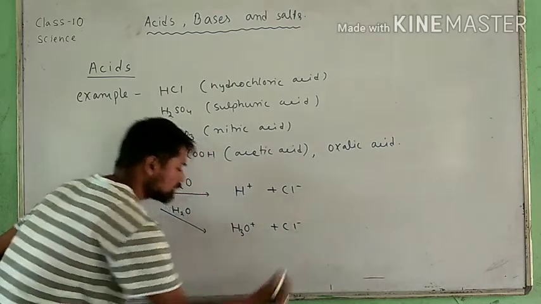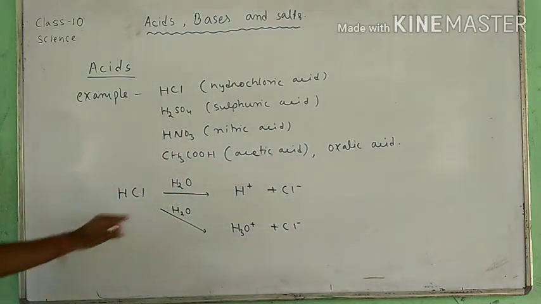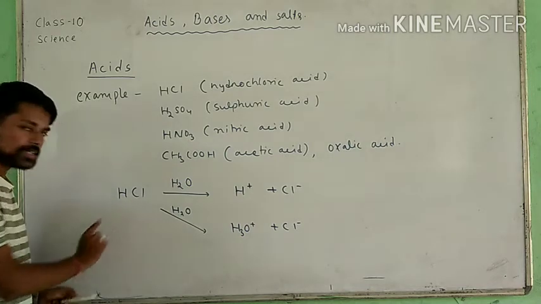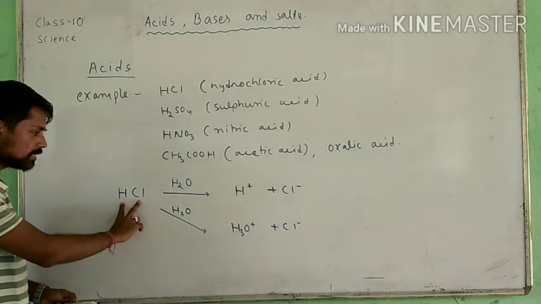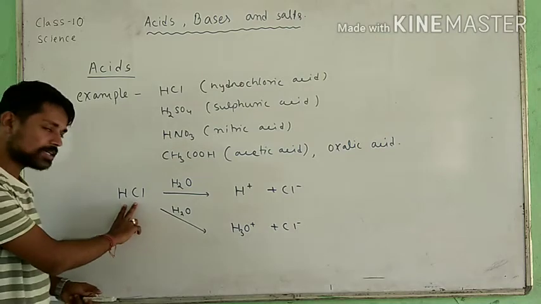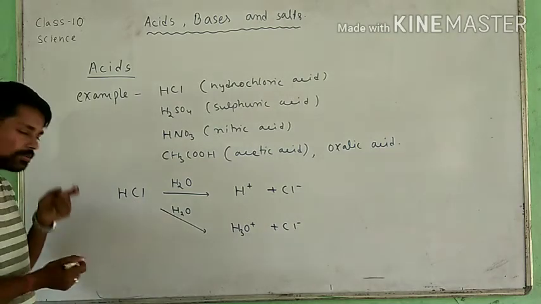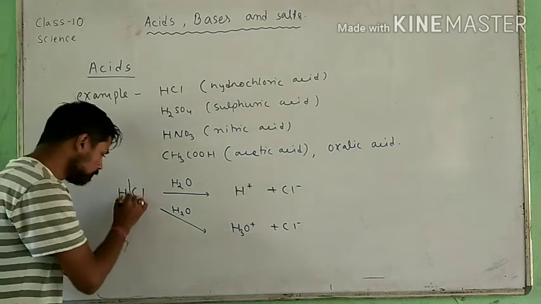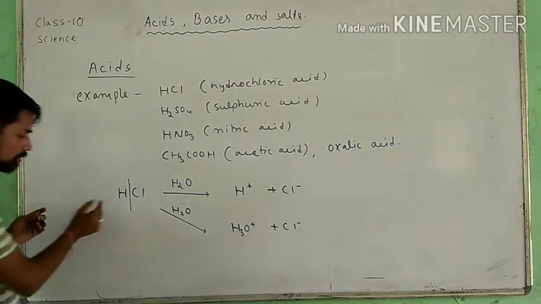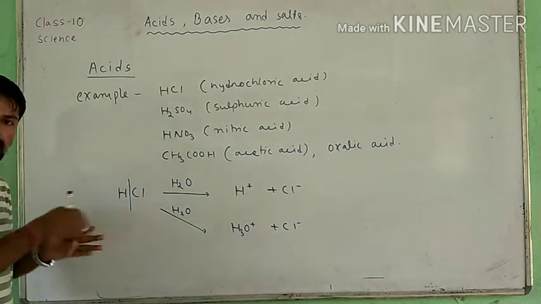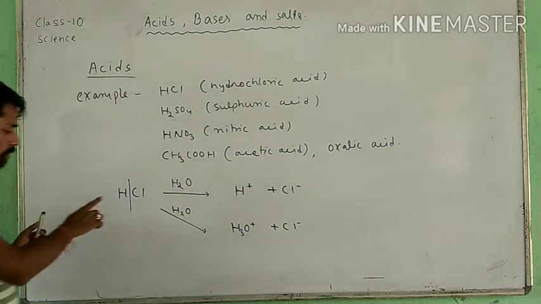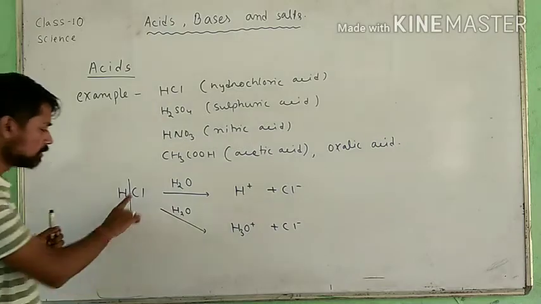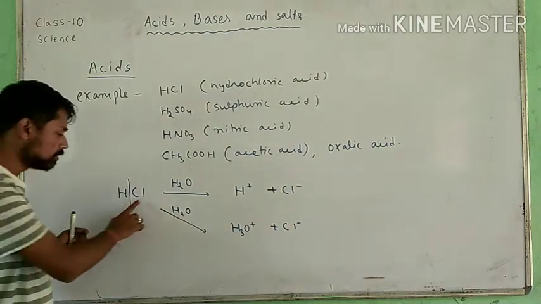How does it produce H positive ion? Just see, there is hydrogen and chlorine present in HCl. When we break it down, or when we mix water, it breaks down into two parts. One part is hydrogen and the remaining part is chlorine. So in the hydrogen part we will put a positive sign and in the remaining part we will put a negative sign.